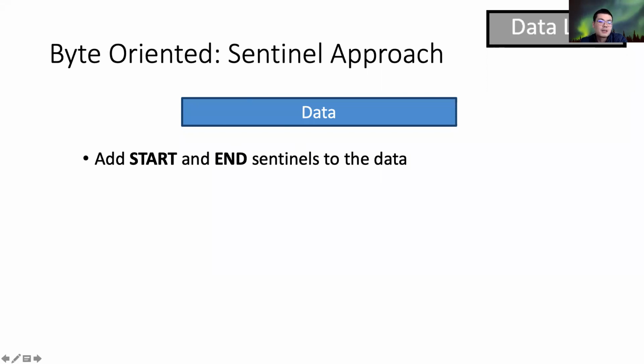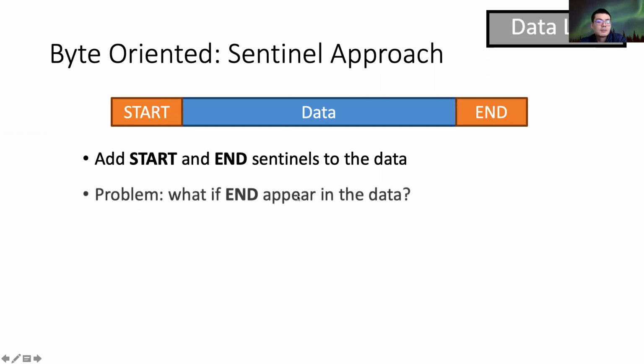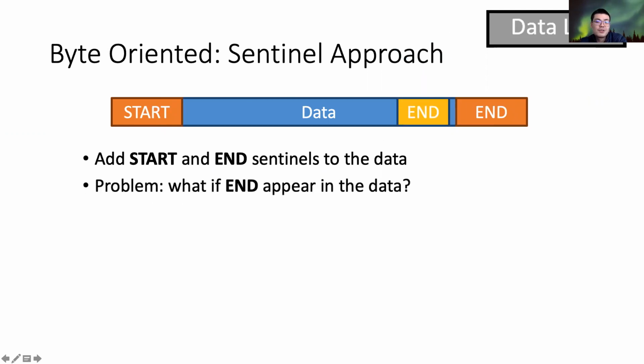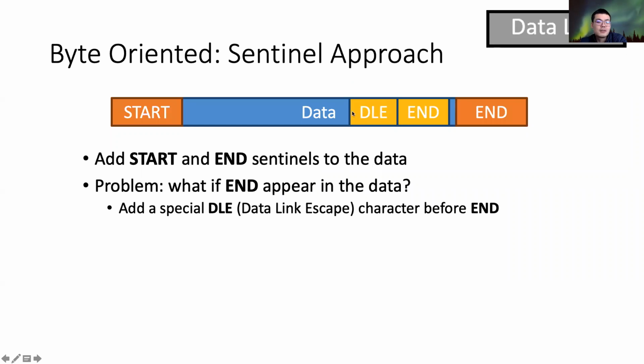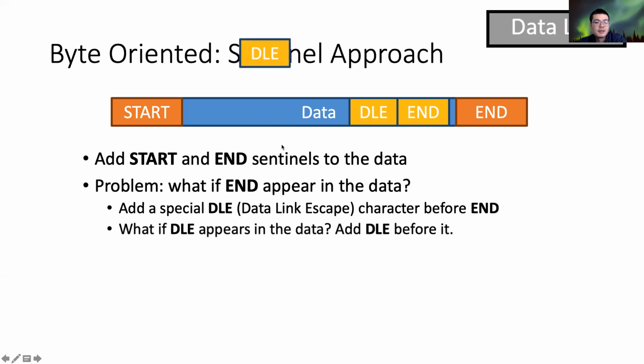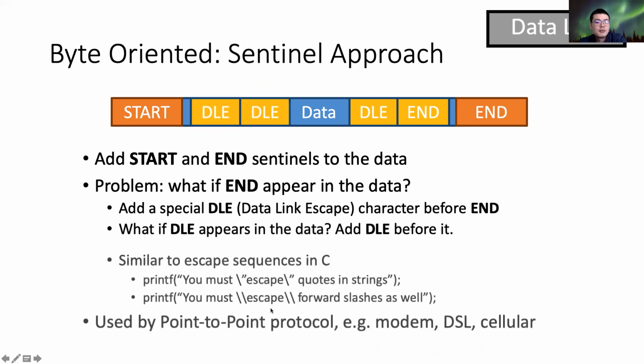For the byte oriented method, you need to know that we have the start and end sentinels. What if these sentinel bits happen in the middle of the data? It should not be treated as the end, for example. So you need to have a so-called escape, DLE, data link escape. So if we have a question about DLE, you need to know what it is: it's data link escape, which escapes the data item in the byte oriented method.